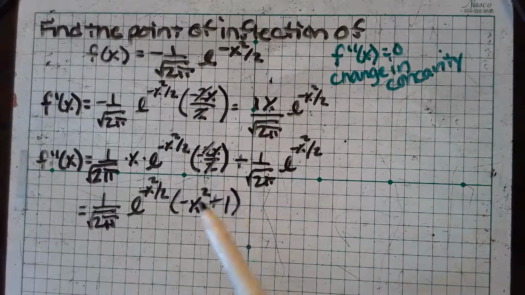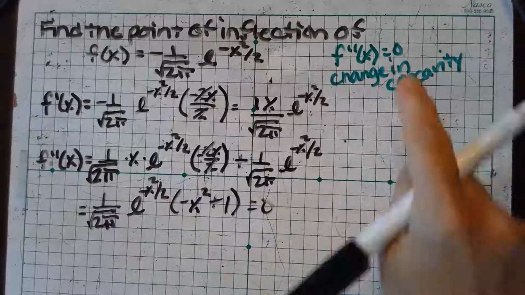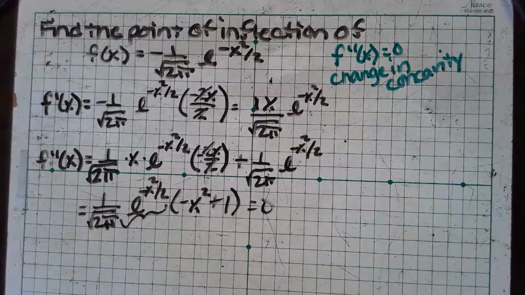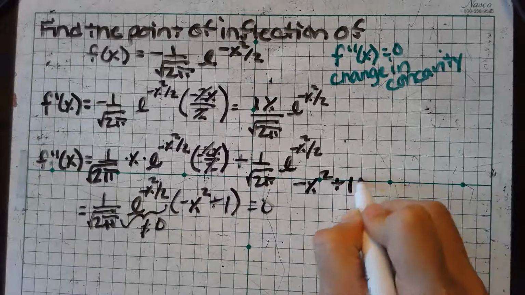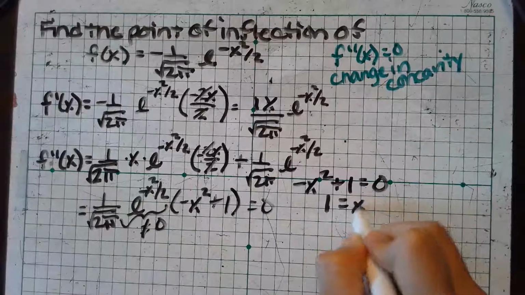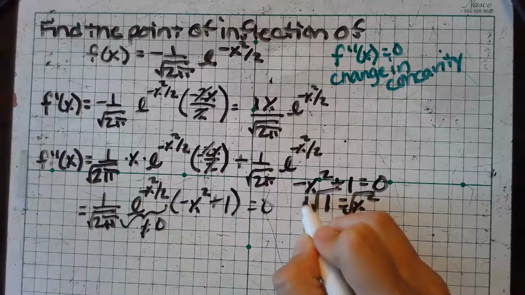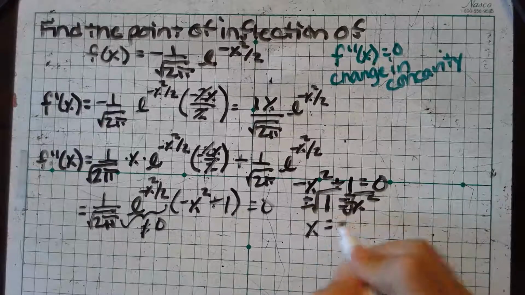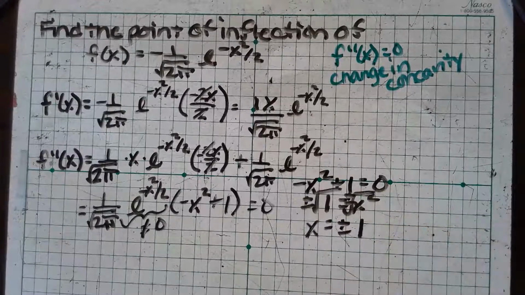All right, so here we go. Now, remember, second derivative equal to 0. Well, here, this part doesn't ever equal 0. It never equals 0 because it's exponential. It's not going to cross the x-axis. So I really just have to look at negative x squared plus 1 equaling 0. So 1 equals x squared, and then take the square root. I get x equals plus or minus 1.